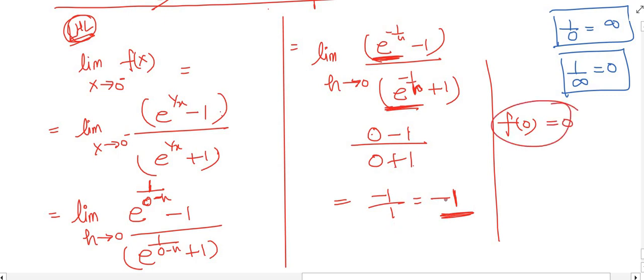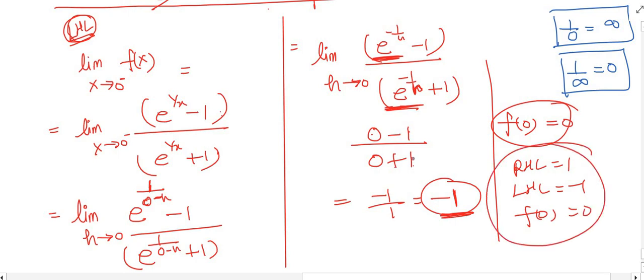So you can see clearly everything is coming different, right? RHL came 1, LHL came minus 1, function came 0. It is totally discontinuous function. Okay. So its limit does not exist because RHL is not equal to LHL and it is completely discontinuous. Let's do next question.